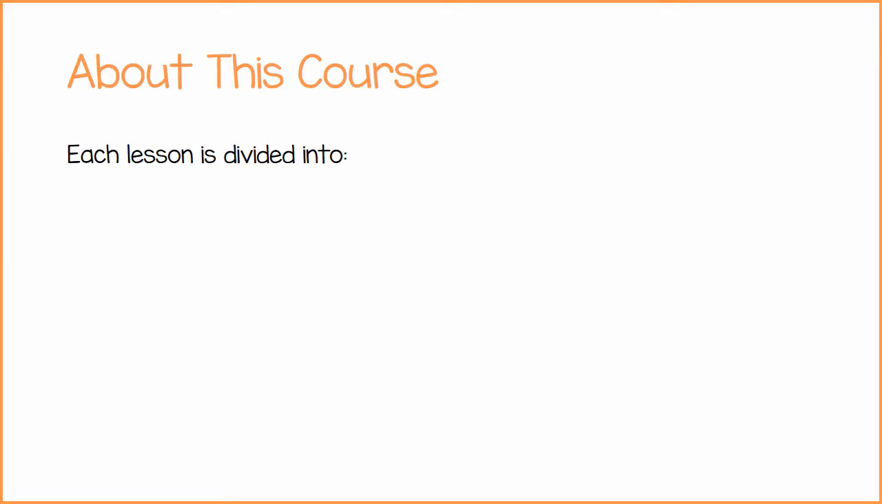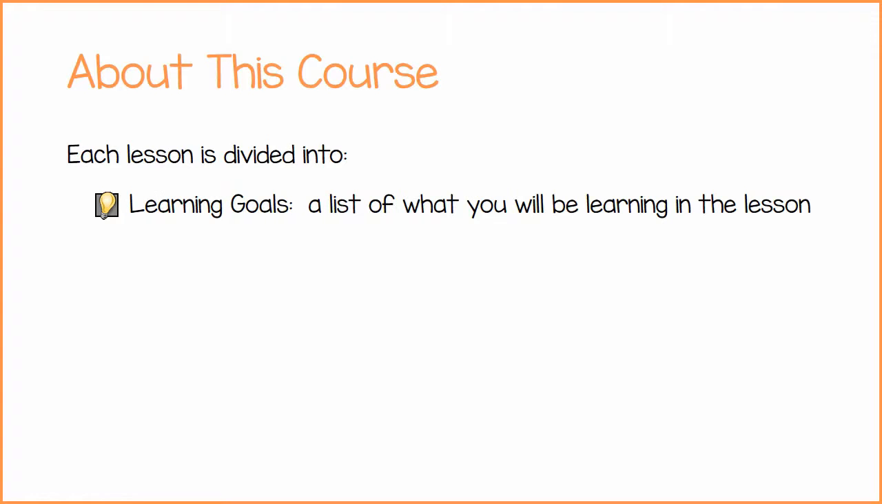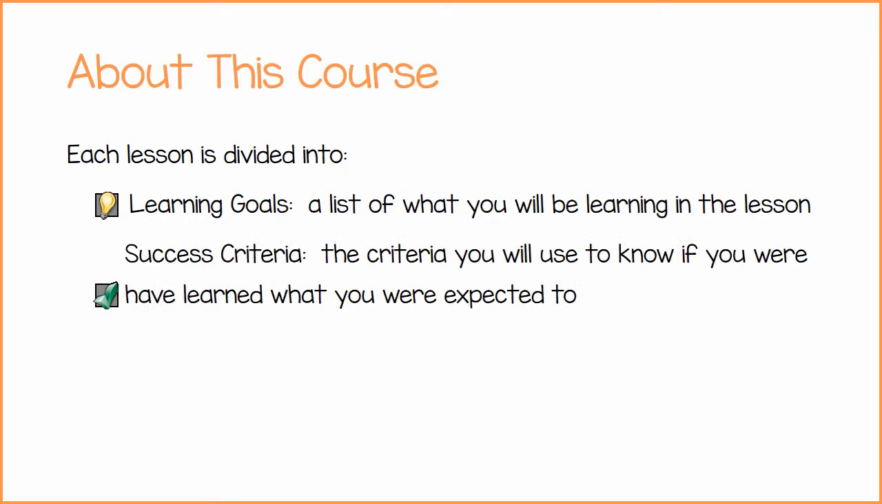Each lesson is divided into learning goals, a list of what you will be learning in the lesson. Success criteria. How will you know if you are successful? Have you learned the concepts that you needed to? The criteria that you will use to know if you have learned your material is listed in the Success Criteria section of the home page for the lesson.